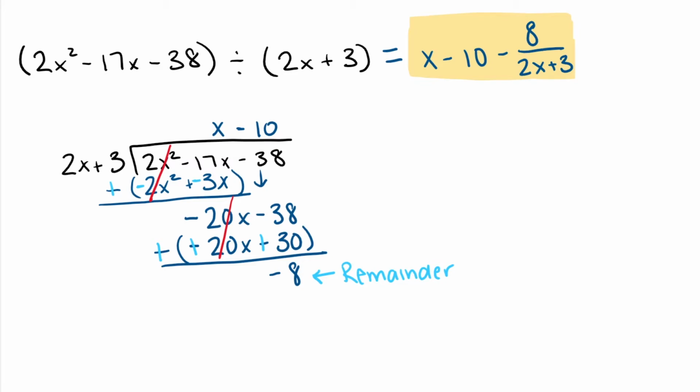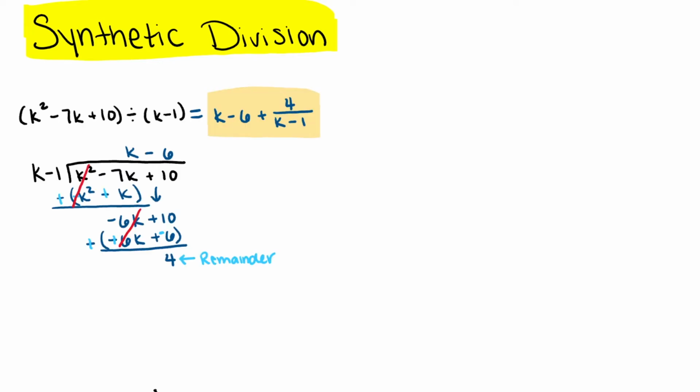As I mentioned earlier, there were two ways to divide polynomials. One was using long division, and now let's look at dividing polynomials using synthetic division. When we use synthetic division, we use the coefficients of our polynomial to find our quotient. Let's use the first example that we used. That was k squared minus 7k plus 10 divided by k minus 1. So here was the process when we used long division. Now let's use synthetic division.